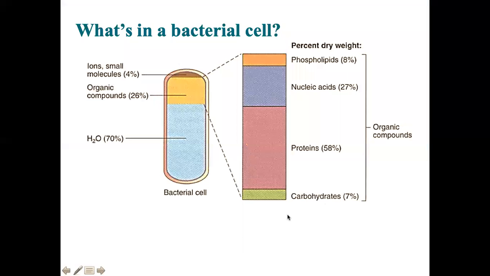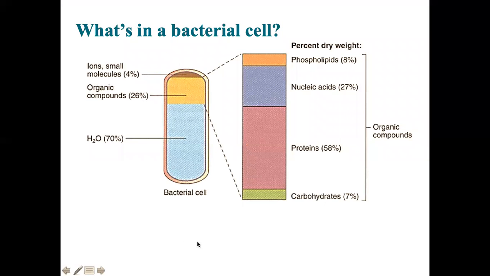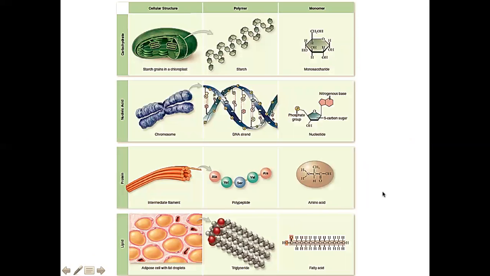Okay, so I've mentioned macromolecules, and we're going to talk about that. In the cell, this is a bacterial cell, but it's representative of lots of cells. Notice that we're mostly water, right? And then we have these organic compounds, and those organic compounds are split up into four groups. These four groups are macromolecules: carbohydrates, nucleic acid, protein, and lipids. And we're going to talk about those in order.